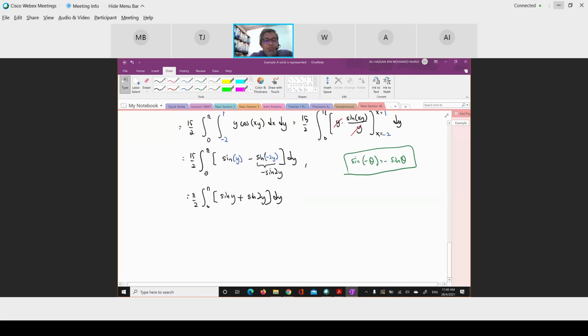So what do you notice? With this order, dz dx dy, no integration by parts is necessary. There's no integration by parts involved at all here. Unlike if you use the order dy dx dz, then you need to use integration by parts.